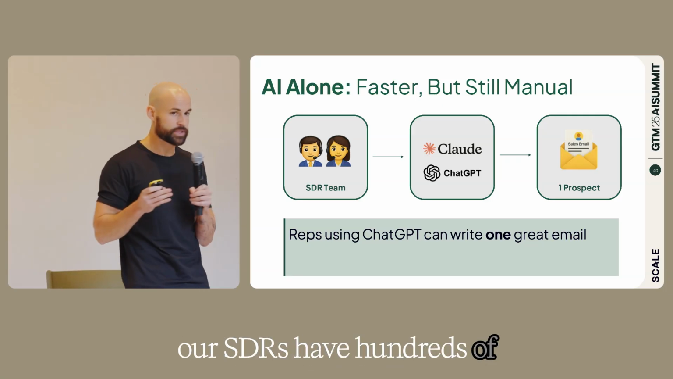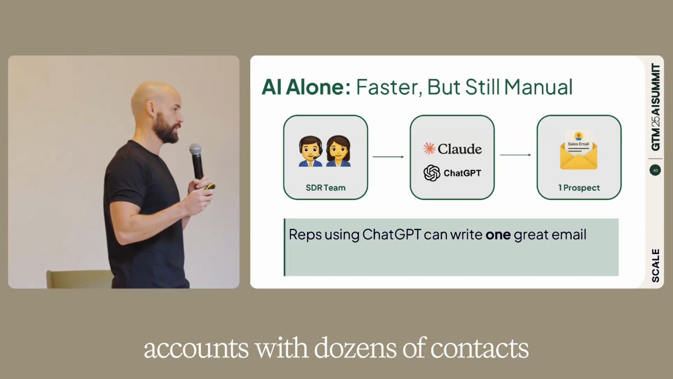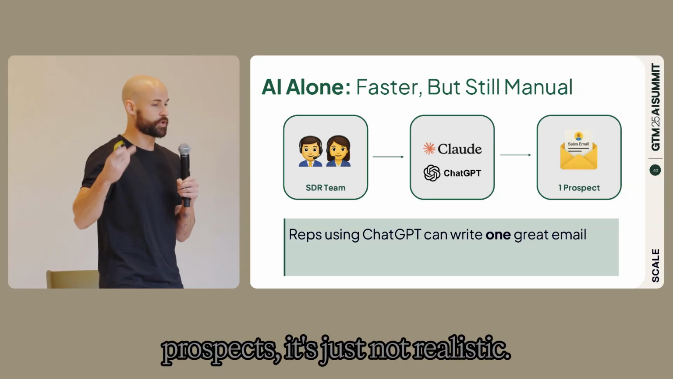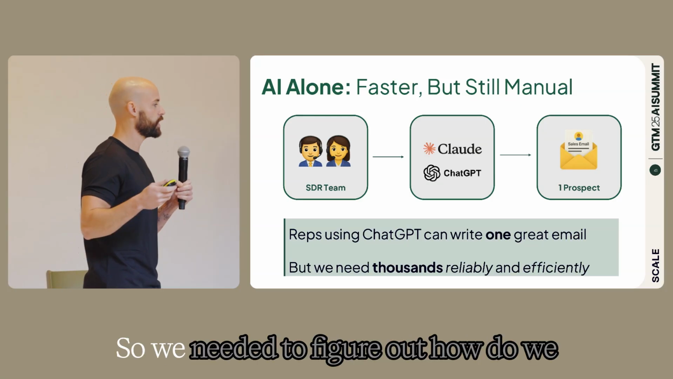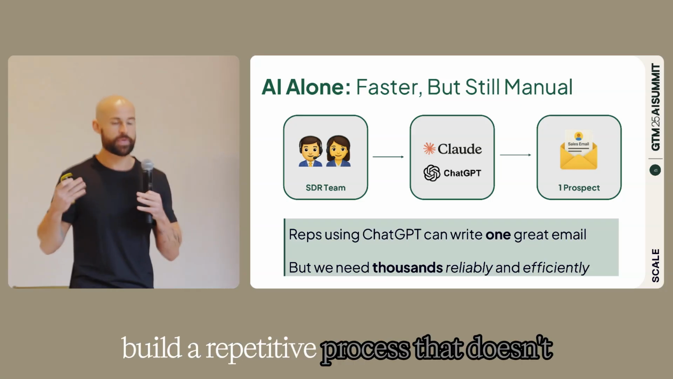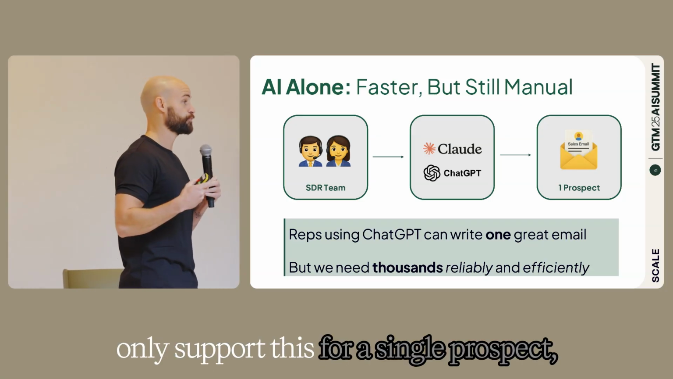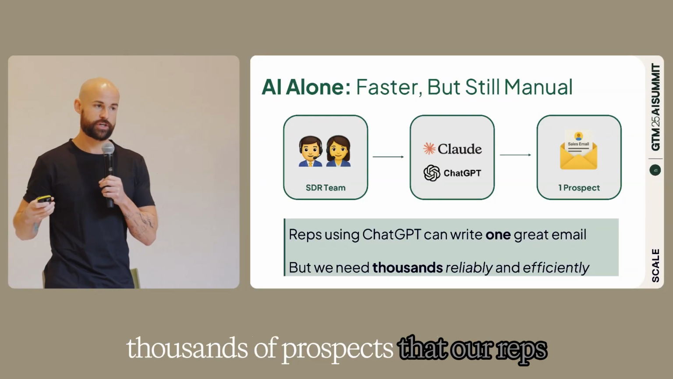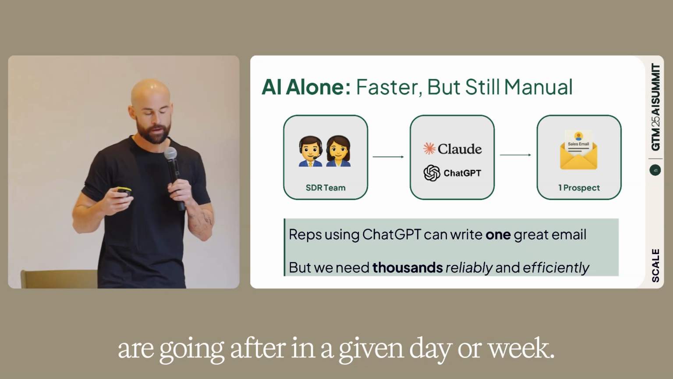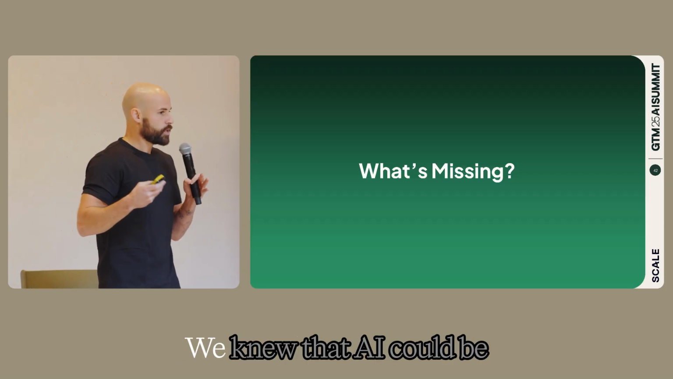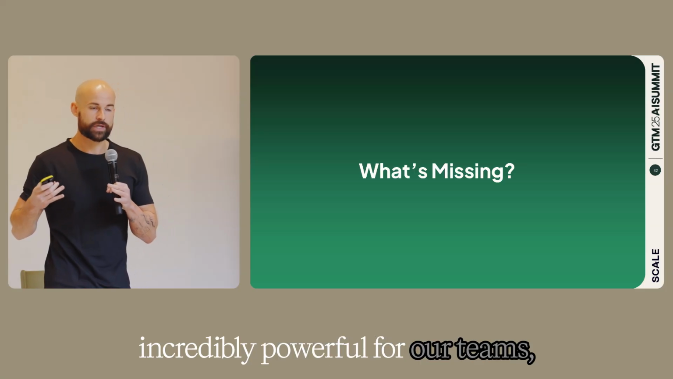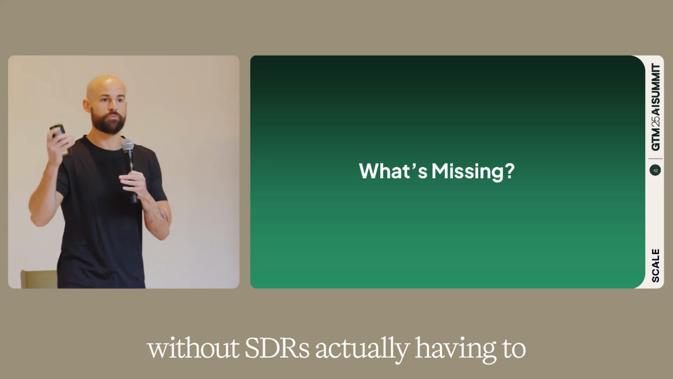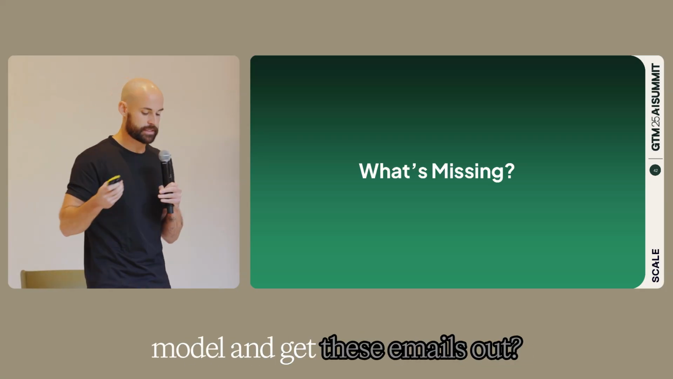Our SDRs have hundreds of accounts with dozens of contacts within each of those accounts. So the expectation that they're going to do this for each of these prospects is just not realistic. We needed to figure out how to build a repetitive process that doesn't only support this for a single prospect, but also helps us generate this for the thousands of prospects that our reps are going after in a given day or week. We needed to figure out what was missing. We knew that AI could be incredibly powerful for our teams, but how do we make it scale without SDRs actually having to put prompts into a large language model and get these emails out?